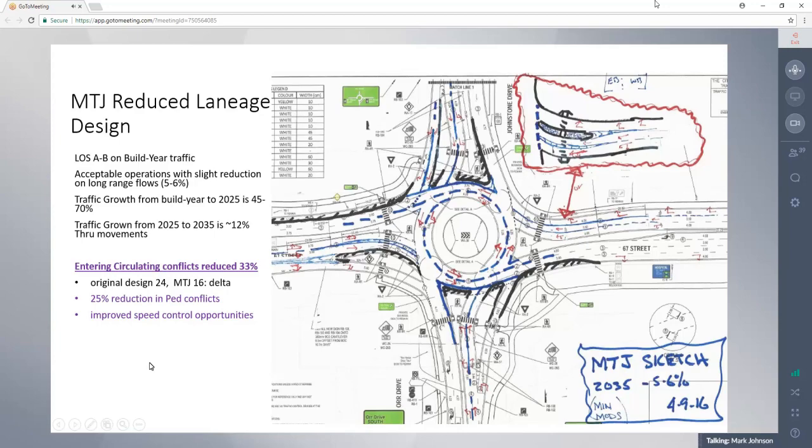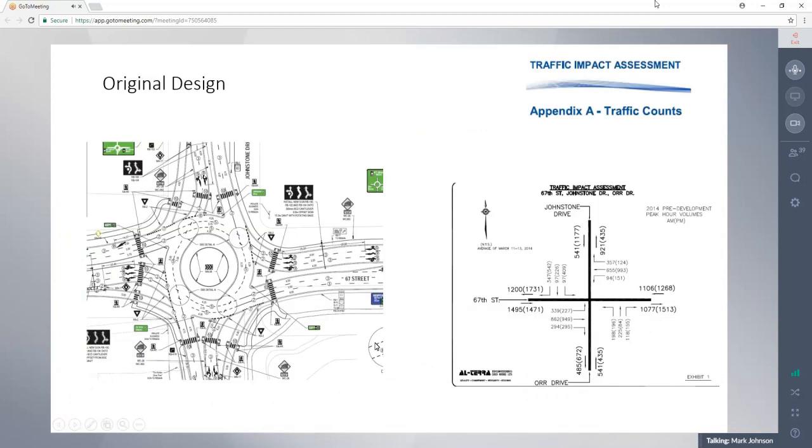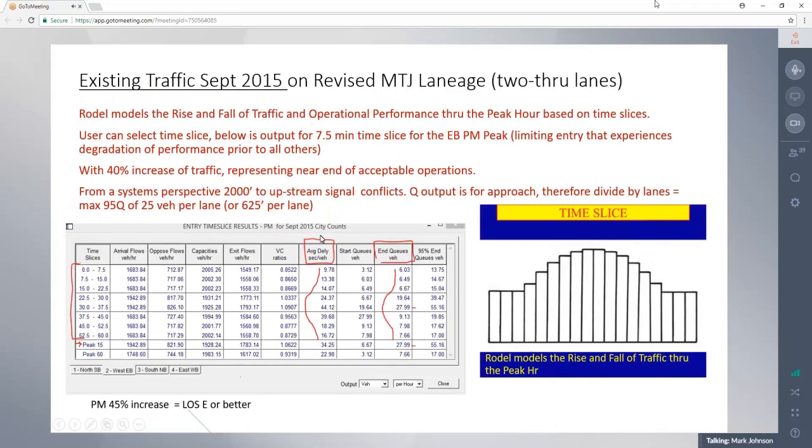So, understanding the full context of the project, I guess, just going through and understanding where some of your growth is coming from. Rodel has features where you can understand your queuing and delay through the course of your peak hour. As you use that peak hour factor, the traffic builds up, and you can understand your queues and delays through the course of the whole hour, and provide you a better and more robust understanding of the situation.